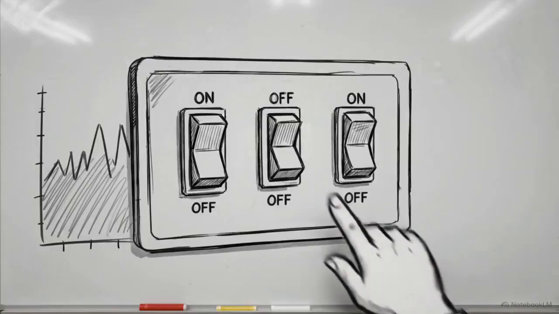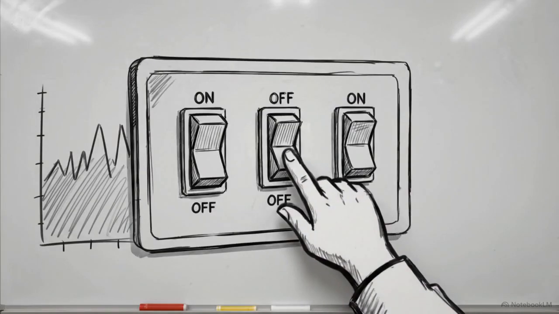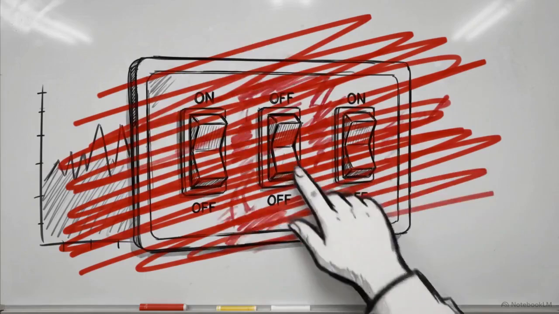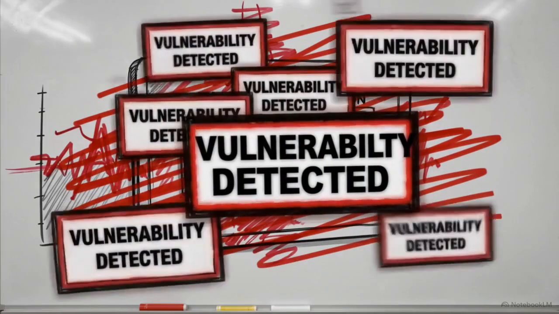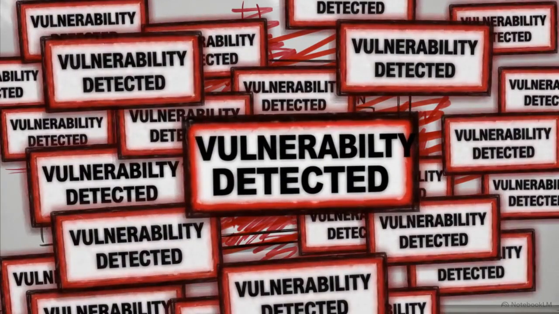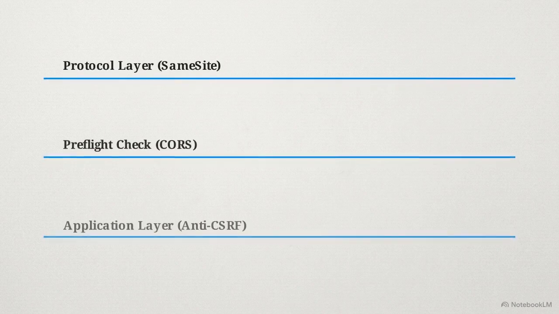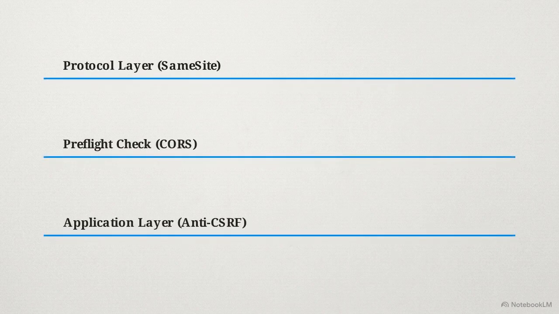Relying on a single mitigation strategy is risky. True security requires building for the possibility that one layer will fail or be misconfigured. This model illustrates a defense-in-depth stack. For a forged cross-site request to succeed, it must now survive 3 independent security checks. First, it encounters the protocol layer. Based on the SameSite policy, the browser itself strips the authentication cookie from the outbound request.